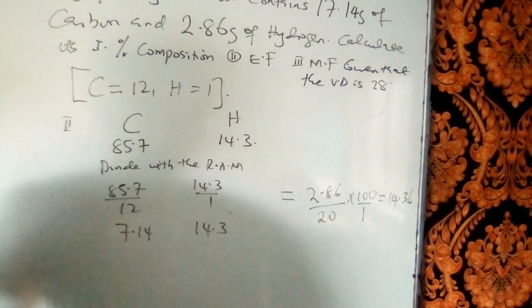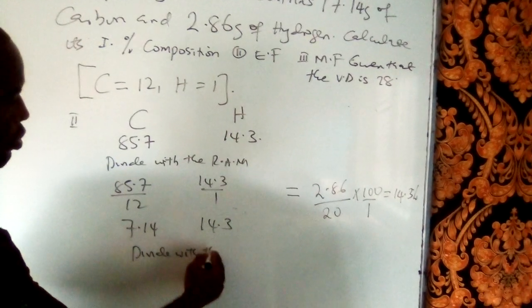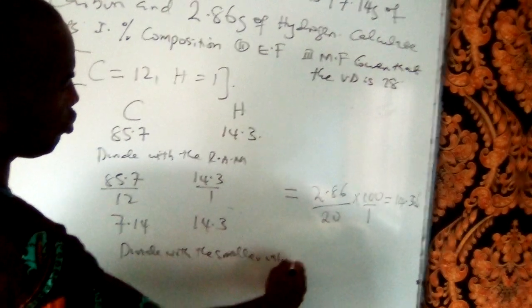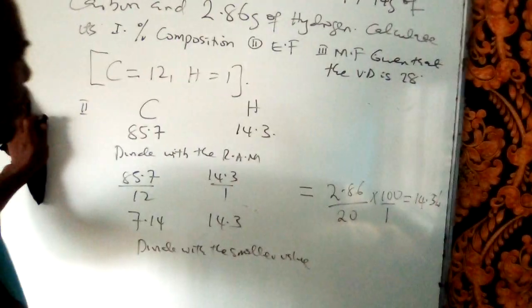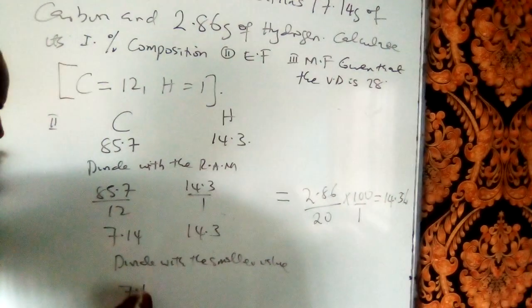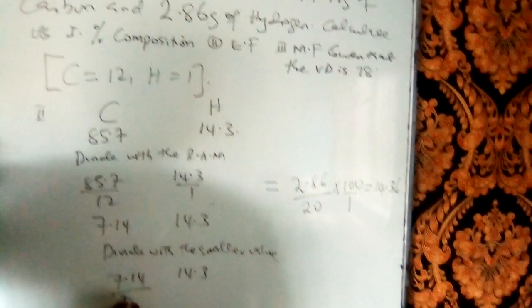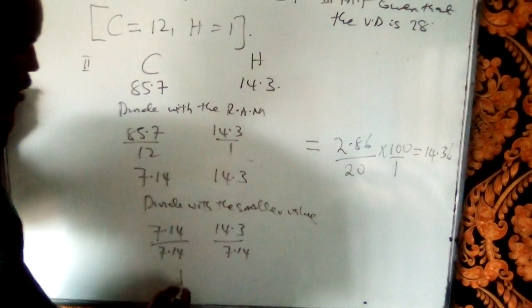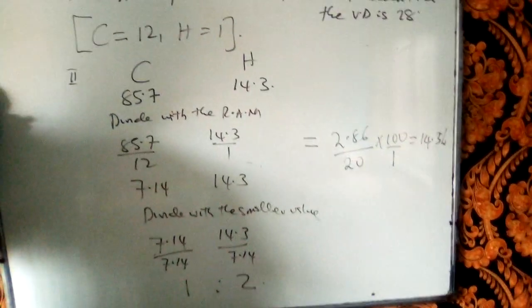The next step, divide again by the smaller value or smaller ratio. There are only two values here, so divide by the smaller value. You now have 7.14, 14.3. The smaller one here is 7.14. 7.14 over 7.14, you get 1, and you get approximately 2. 1 is to 2, that's the ratio.